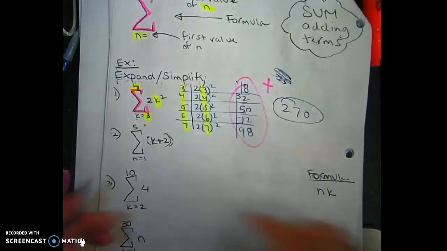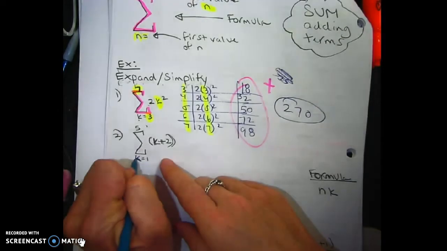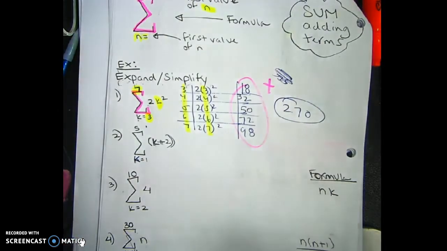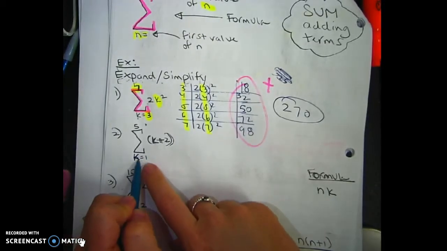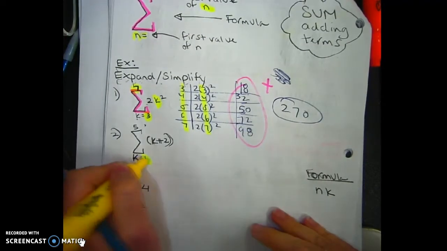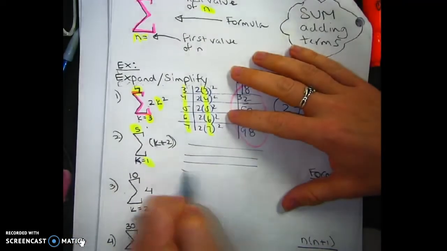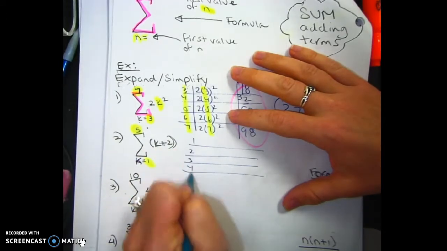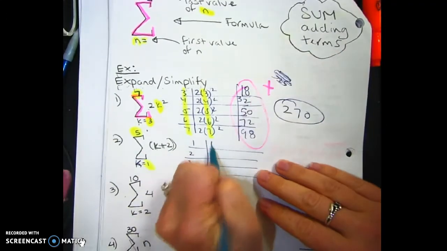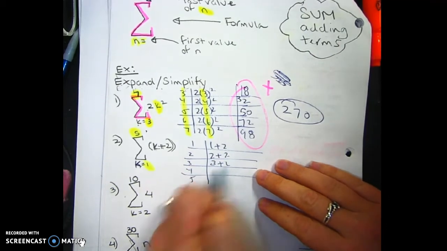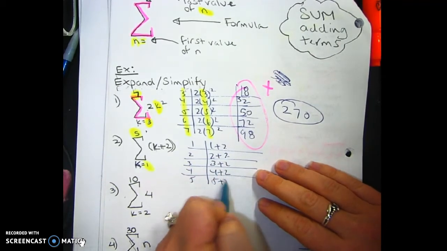Okay. Let's make this a K because that should be a K. If that's a K, that needs to be a K. This time what I'm saying is, okay, I want you to do the first number in the sequence through the 5th number in the sequence. Okay. So I'm going to do the same thing. 1, 2, 3, 4, 5. I go 1 plus 2, 2 plus 2, 3 plus 2, 4 plus 2, 5 plus 2.